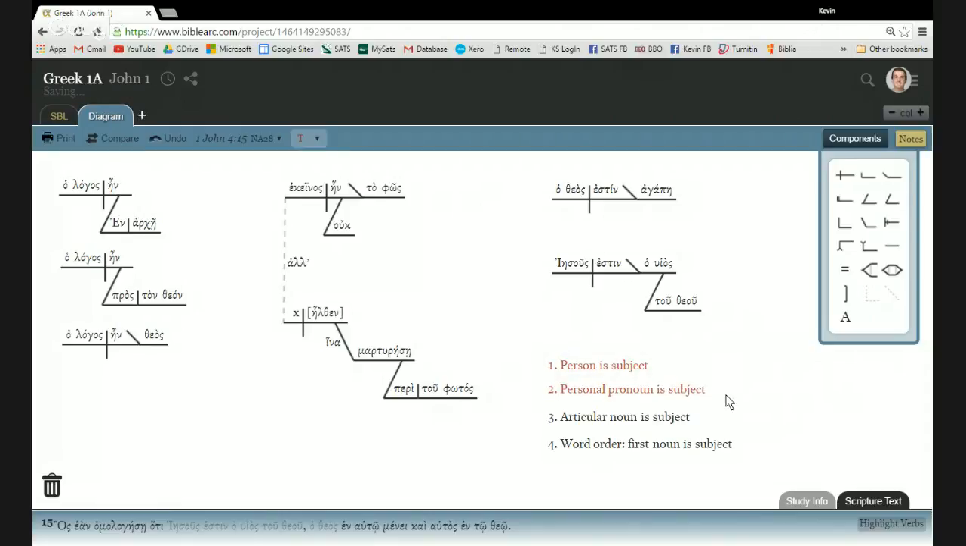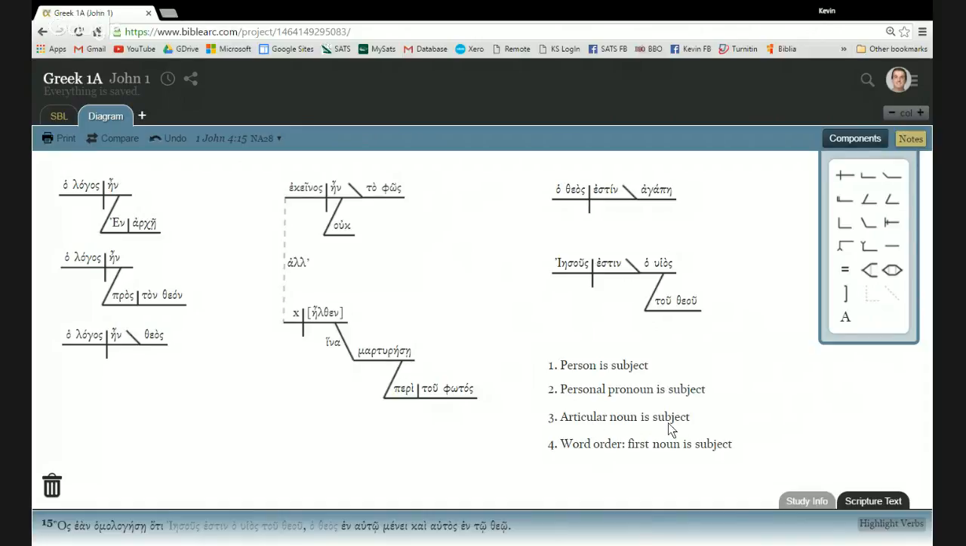All right. These two really are the same thing because a person is represented by a personal pronoun. But a personal pronoun is the second one to look for. So here's an example up here. Ekeinos, that's a demonstrative pronoun, but it's pointing to a person. So he, that one. Ekeinos ouk ên to phôs, that one was not the light. So we've got a noun with the article and a pronoun which is pointing to a person. It's not technically a personal pronoun in this example, but it's pointing to a person, so it's functioning that way. So the personal pronoun is the subject, and whatever is left becomes the predicate.